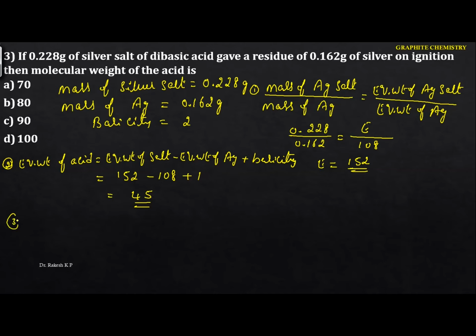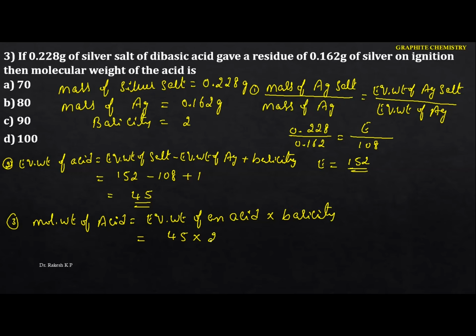Now finally we are going to calculate the molecular weight of the acid. The molecular weight of the acid is equal to the equivalent weight of the acid into basicity. Now here I have to take the basicity, that is 2, because we are talking about the molecular weight of that dibasic acid. So here the 45, the basicity is 2. So finally we got the value, 90. Okay, hence in this case the option is C.